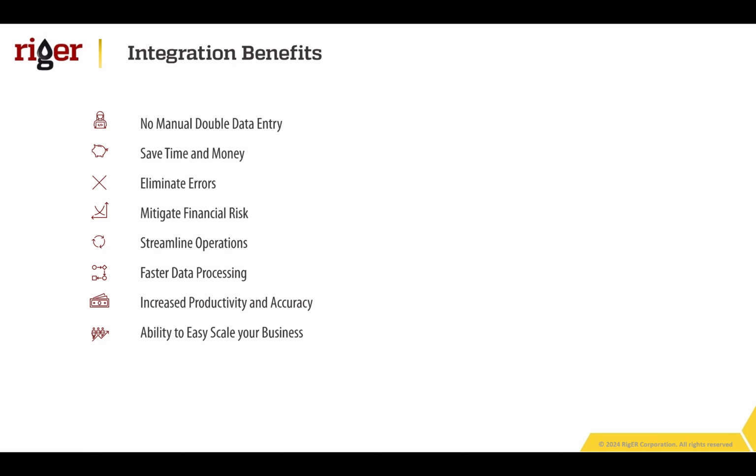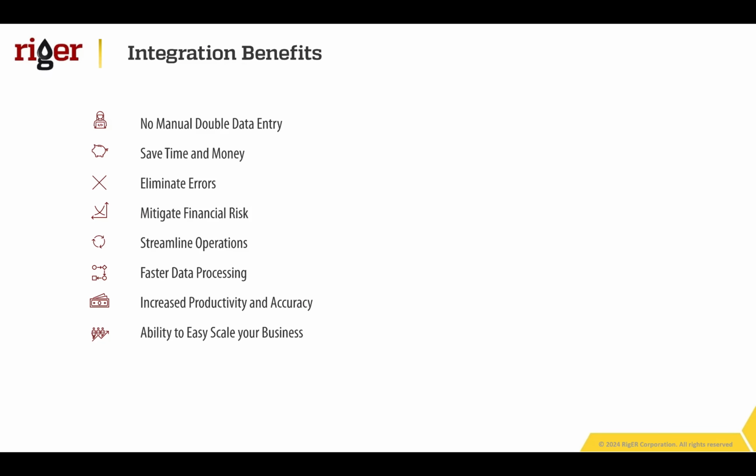Eliminate errors. Yeah, we're humans, we make some mistakes, and those eliminations help us again make our operations accurate, mitigate financial risk, streamline operations, enable faster data processing, and increase productivity and accuracy of the data. And of course the integration between systems gives us the ability to easily scale our business.